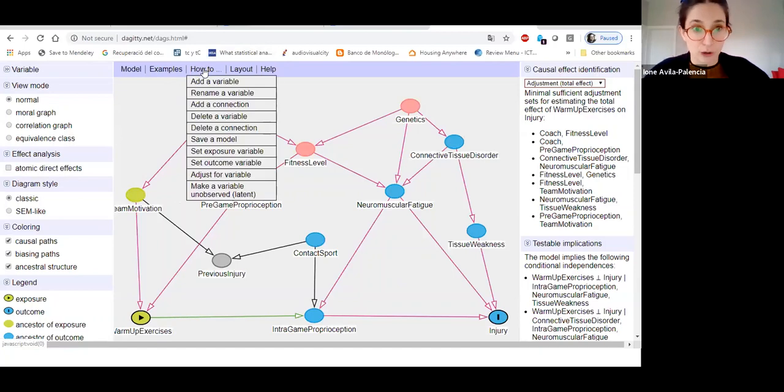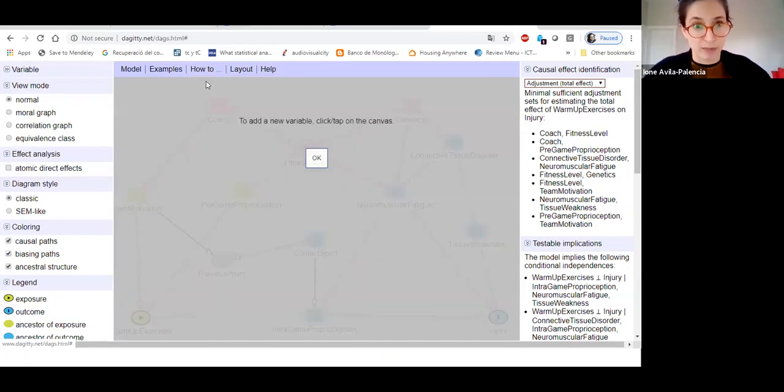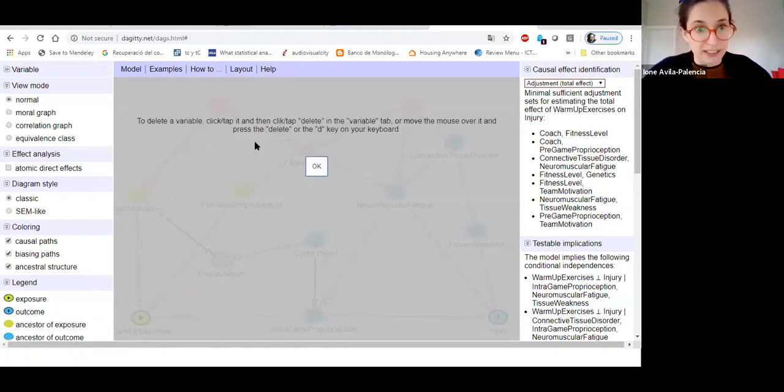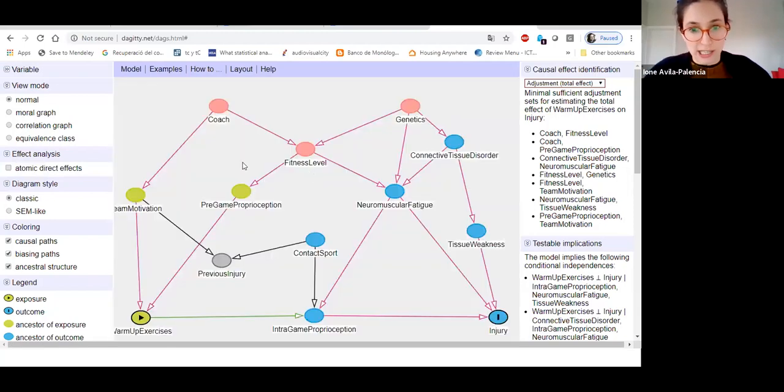Then you have this how-to. This is a very useful option that explains how to do things. This is where you go when you forget how to do things or when you are learning how to do things for the first time. So for example, if you click add a variable, it tells you to add a new variable, tap on the canvas. Or how to delete a variable: to delete a variable, tap and then tap delete in the variable tab, or move the mouse over it. So it just explains how to do things.